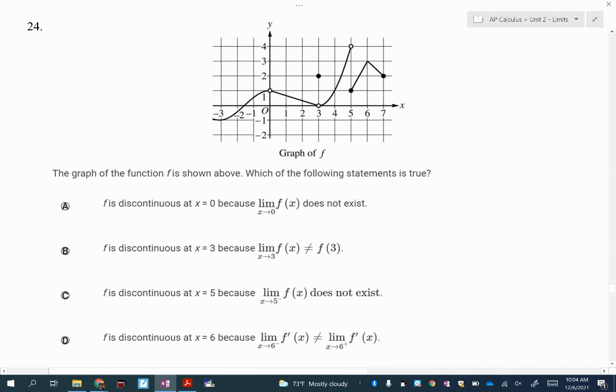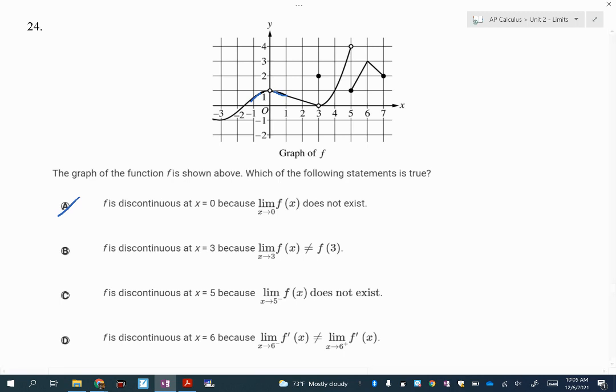Okay, 24. Which of the following is true? F is discontinuous at x equals 0 because the limit as x approaches 0 of f of x does not exist. Well, it is discontinuous, but that's actually not why, because the limit actually does exist. Let me change colors here. When you approach from the left and from the right, you're actually approaching the same y value. The discontinuity is removable.